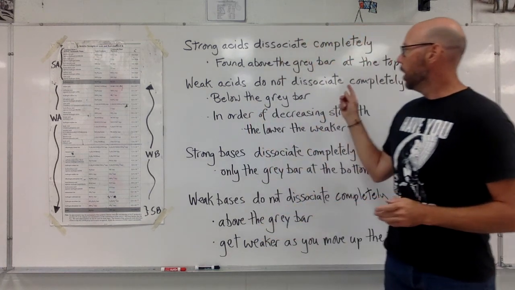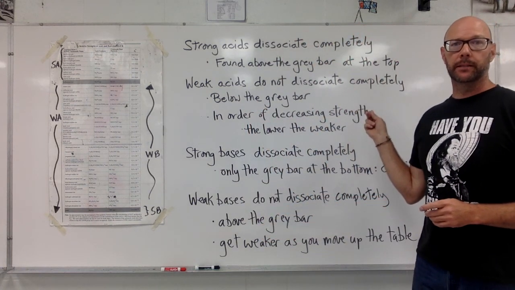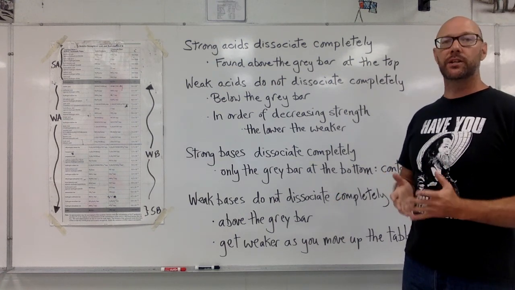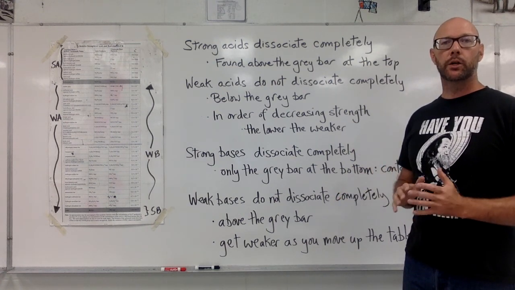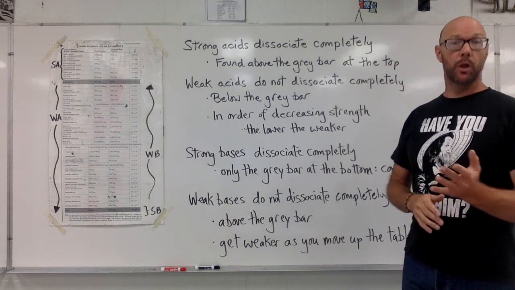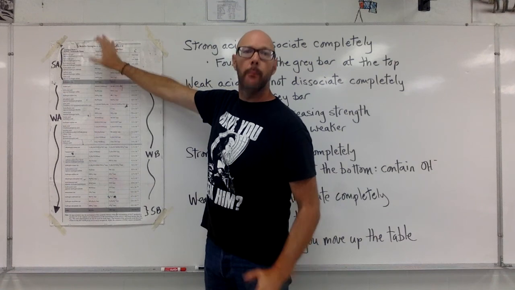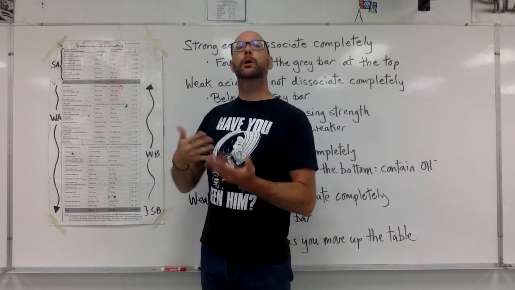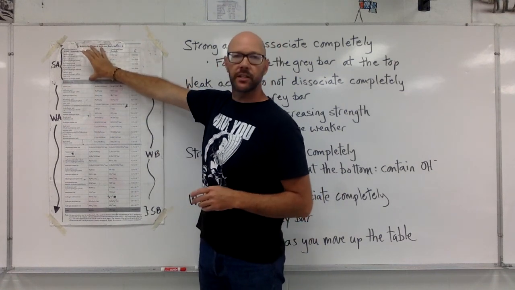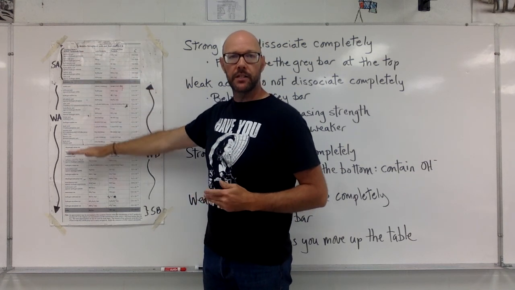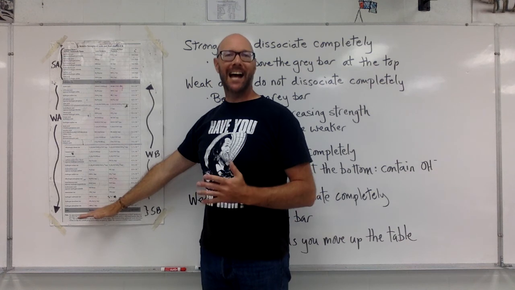Weak acids do not dissociate completely. We find them below the gray bar, and here they're in order of decreasing strength. They get weaker and weaker as we go down. The lower, the weaker. Above the gray bar, these 6 at the top are strong acids. They're all equally strong. So the order of these 6 up here at the top is irrelevant. However, the majority of the table are weak acids.